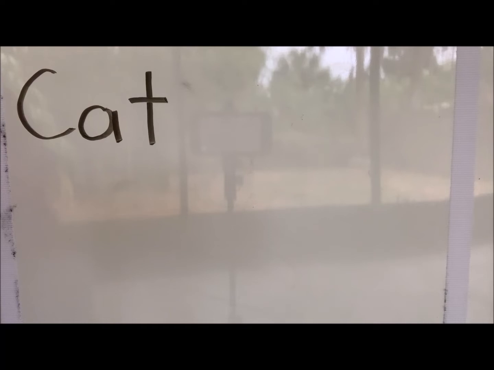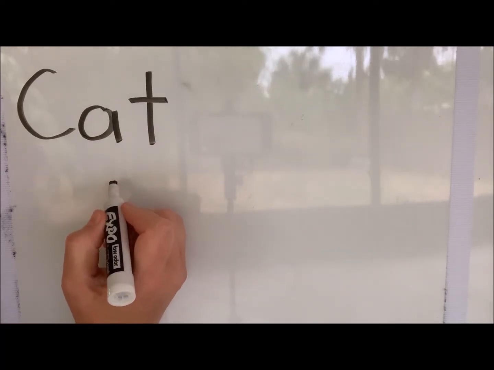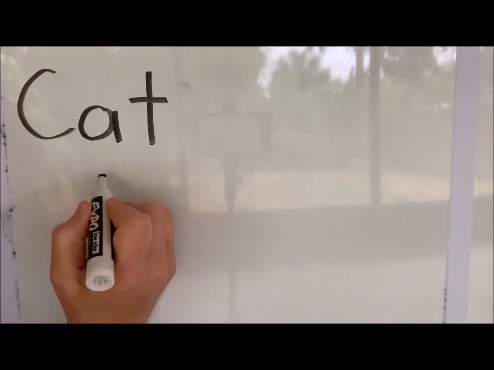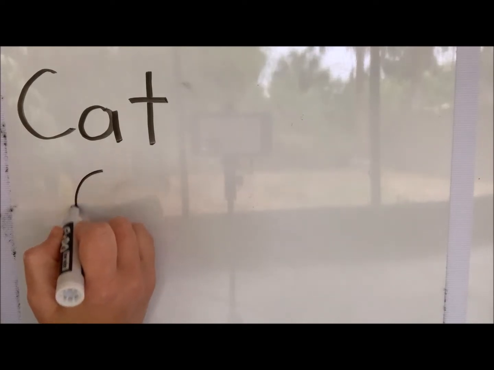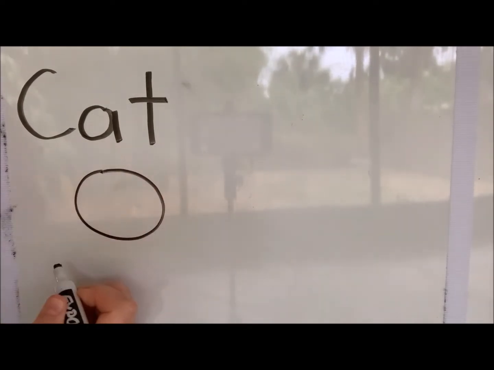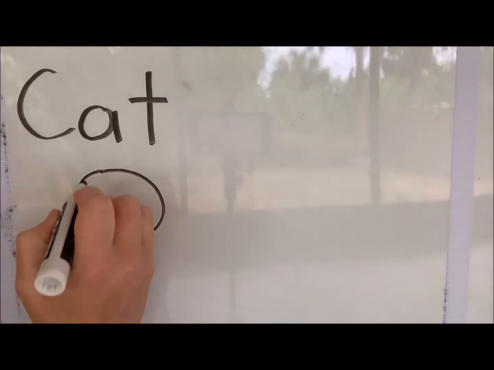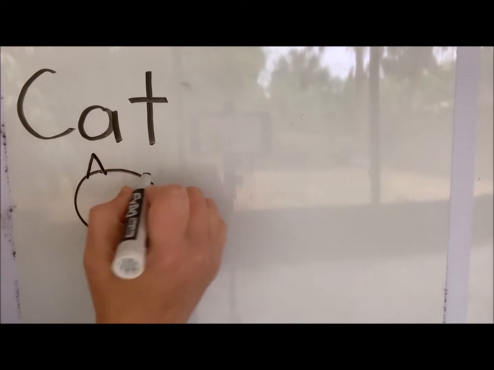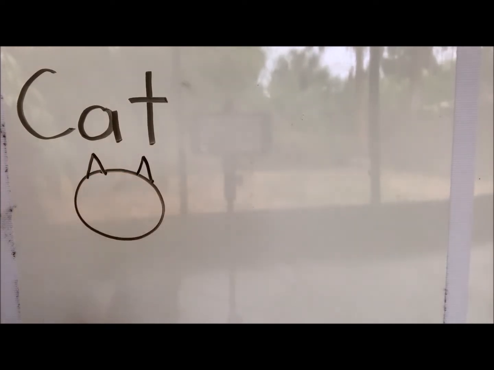Now, to draw an animal, you have to think about what shape the animal is. And I'm gonna start with the cat's face. If I think about a cat, his face is kind of circular. So I'm gonna draw a circle for the cat's face. Circle. And then I'm gonna draw pointy ears. Triangle-shaped ears. 1, 2. Here's the cat's ears.